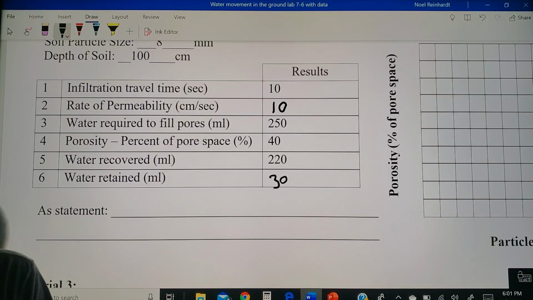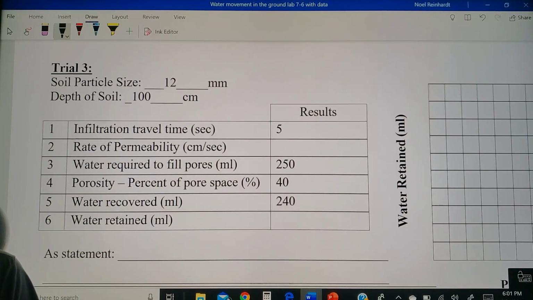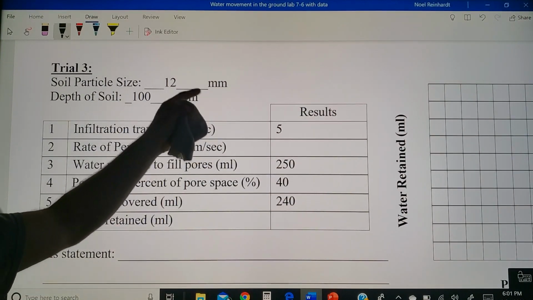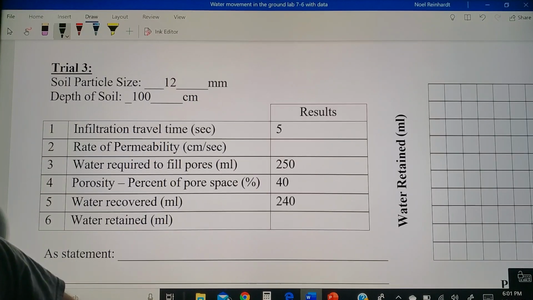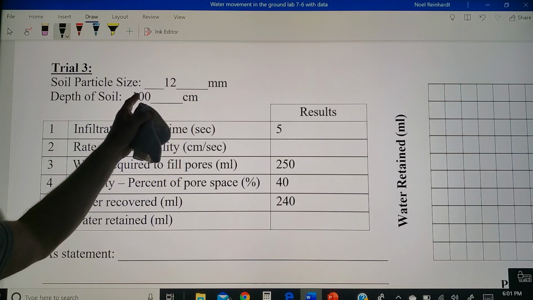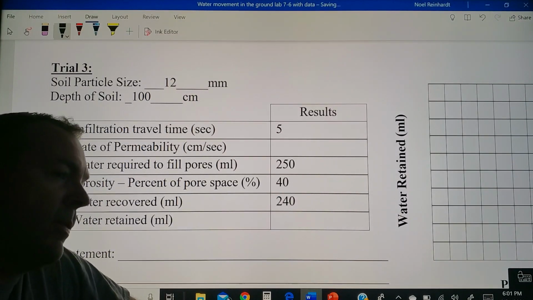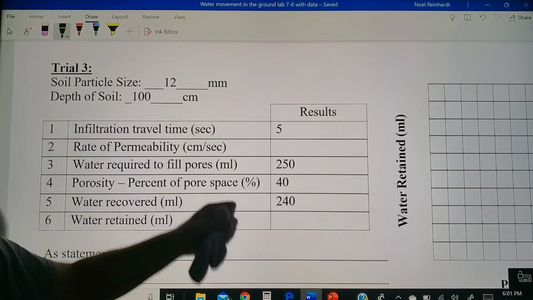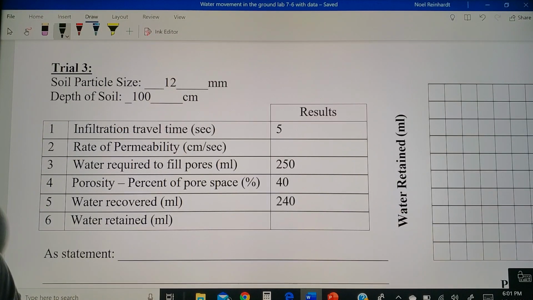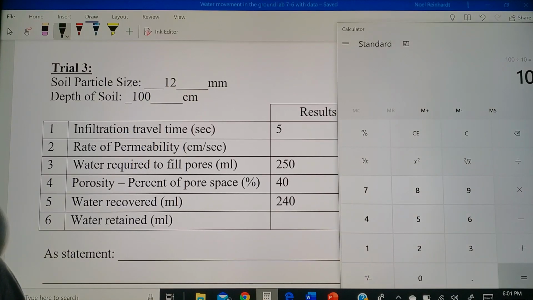All right, and we'll scroll down to that last data chart there. This time you have the biggest size particles, 12 millimeters. That's about the size of a marble, just FYI. Same depth of soil, 100, but this time it took even less time, right? No surprise there. The bigger the particle, the faster the water can infiltrate. So again, you do 100 divided by your 5, and I'm sure you can do that in your head, but we'll do it anyway. 100 divided by 5 seconds, of course, gives you 20 as your rate.